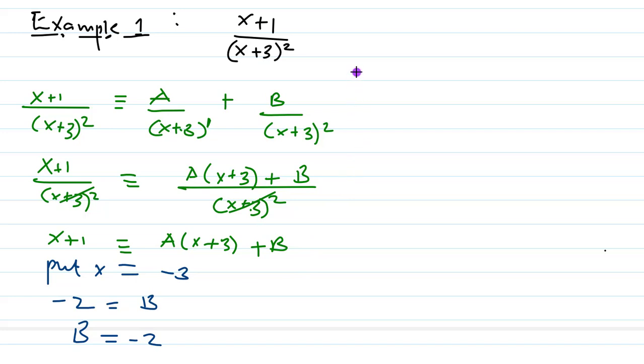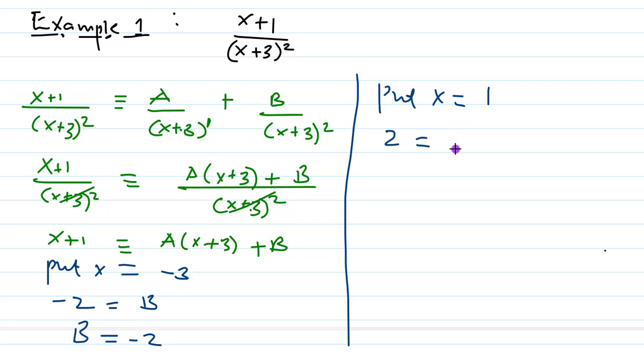Let's put another value of x. What value of x would you put now? Let's choose any value of our choice. Maybe let's choose 1. If I put 1 here, that will be a 2. If I put 1 here, that will be 4A + B. And I know the value of B already, so 2 = 4A - 2. If I bring this here, it becomes 4 = 4A, so A = 1.